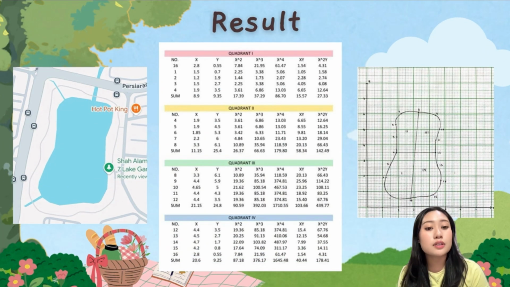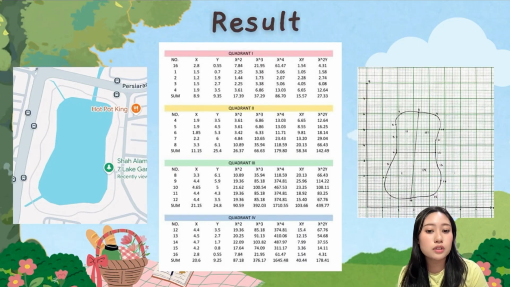Next, I will present the results obtained from the perimeter approximation of the lake. First, the image of the lake was taken from Google Maps and traced onto graph paper. The boundary of the lake was then plotted using coordinate points to represent the shape of the lake more accurately. After plotting the graph, the lake boundary was divided into 4 quadrants to simplify the approximation process. For each quadrant, the coordinate values and related terms such as x squared, x cubed, x to the power of 4, xy, and x squared y were calculated and tabulated.